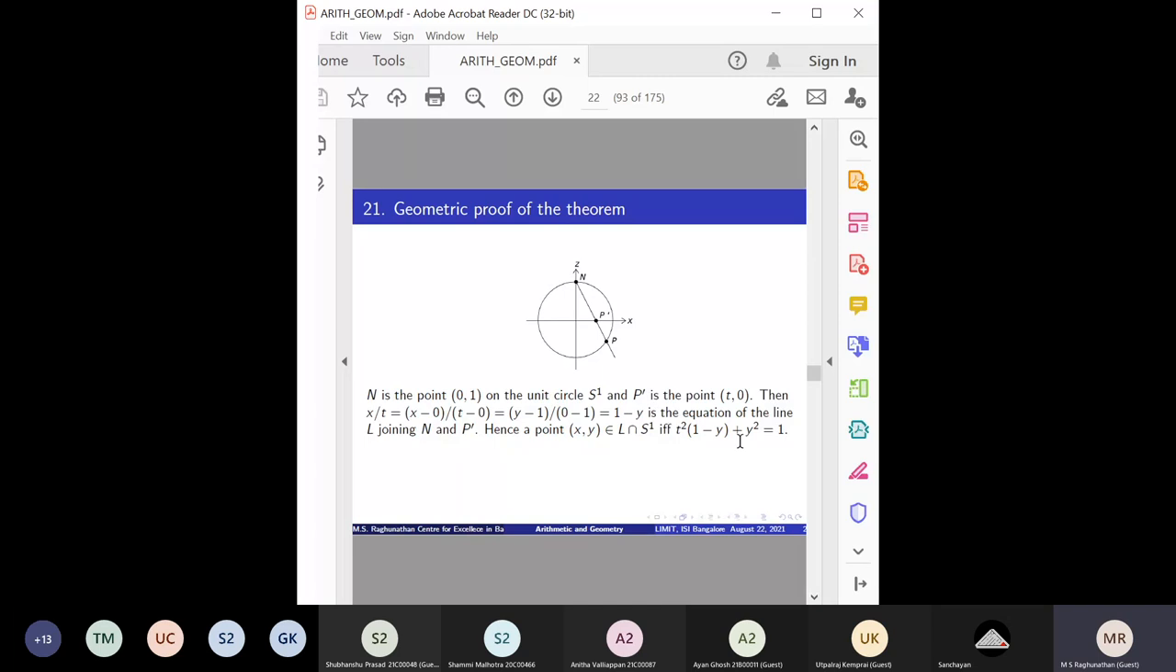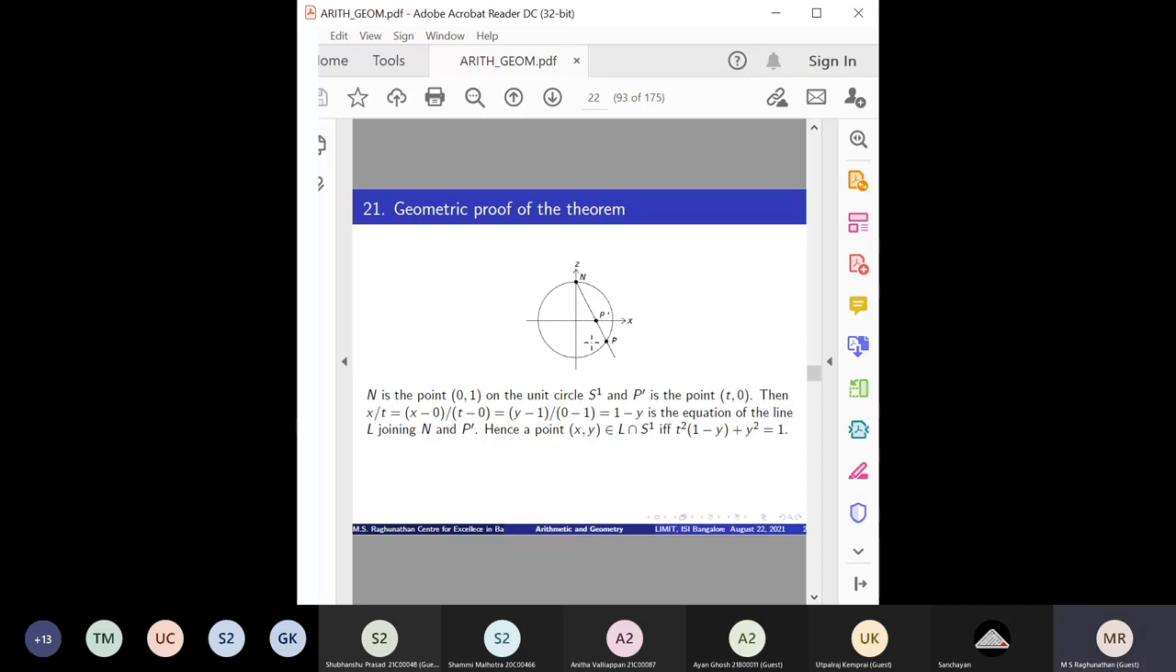So the equation ultimately comes out to be x/t = 1 minus y. And then if we want to look at the intersection of these two, L and S1, that corresponds to a point y which satisfies this equation. This is going to be (1 minus y) squared plus y squared equals 1, because the x coordinate equals 1 minus y if the point is on the circle.